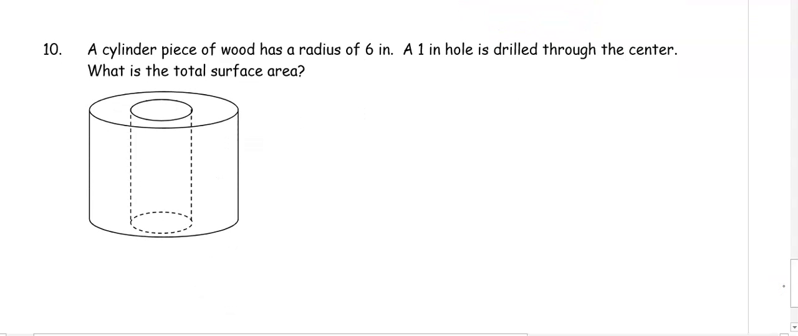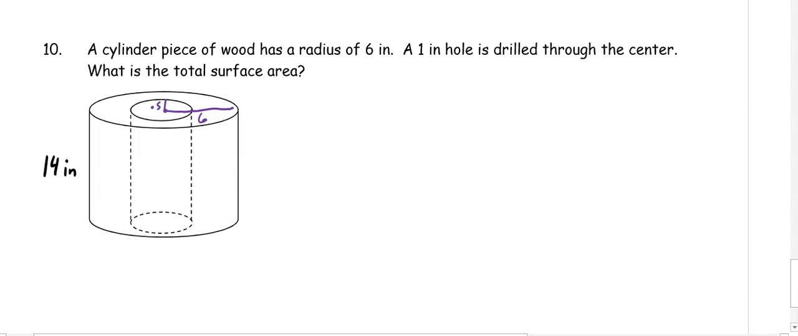Our last part, number 10. A cylinder piece of wood has a radius of 6. There's a 1-inch hole drilled through the center. So the 1-inch hole is going to be the diameter, which means the radius is 0.5. What is the total surface area? So we're missing the height in this picture, so we're just going to call that 14 inches as our height. It didn't get printed on the page, that's okay. So what is the total surface area?